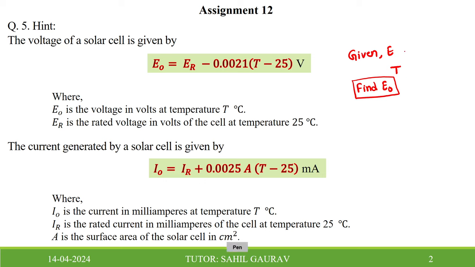Here E naught is given, you have to find ER, because E naught is the voltage at temperature T degree Celsius. In the problem, it is given as 45 degree Celsius, and correspondingly the voltage is given as 408 volt. So E naught is given at the temperature T degree Celsius, that is 45 degree Celsius, and you have to find the ER.